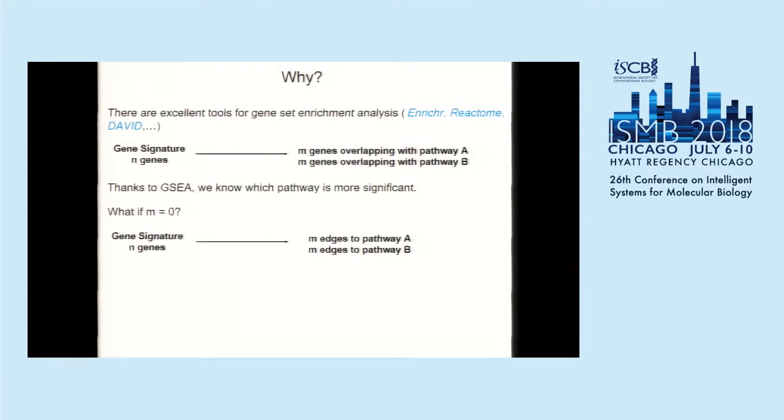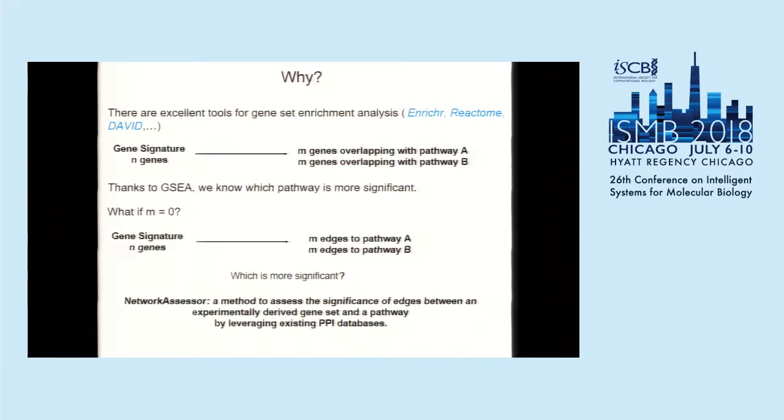We think that by leveraging existing protein-protein interaction databases, we can tell whether or not these pathways are still of biological interest to your query gene set. So if you have a gene signature of N genes and they form M edges to pathway A and M edges to pathway B according to existing PPI databases, we can assess which is more significant. And we can do this with NetworkAssessor. So we've developed this method to assess the significance of edges between an experimentally derived gene set and a pathway by leveraging existing PPI databases, much in the same way that gene set enrichment analysis allows you to leverage existing gene collections such as pathway databases and gene ontology annotations.